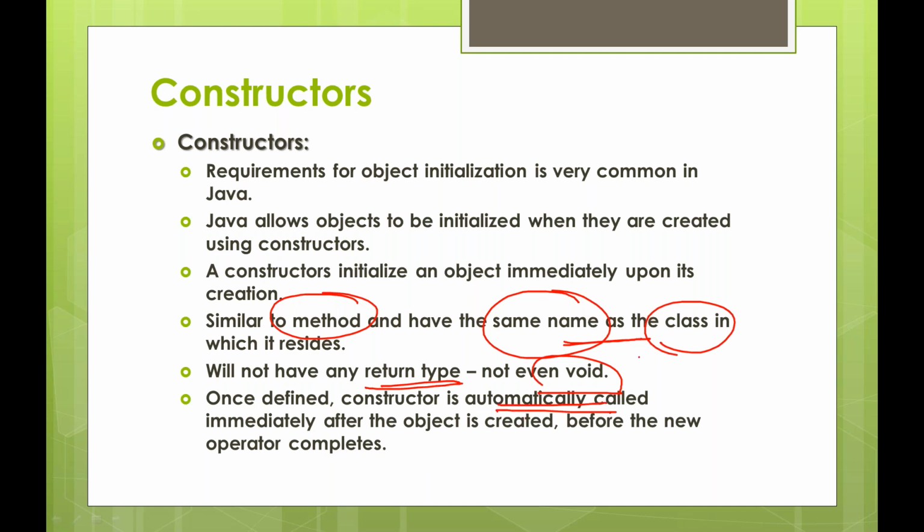They are automatically called immediately after the object is created, that is, after memory is allocated, and initialized before the new operator is completed. We have to use the new operator for creating an object. Before the new operator completes its operation, the constructor is called, the object is initialized, the reference is returned, and the same is stored in the class's variable.